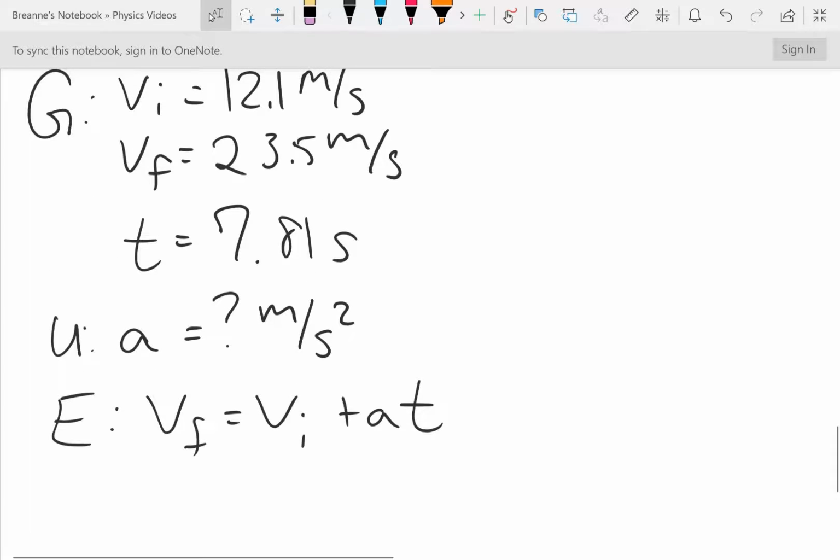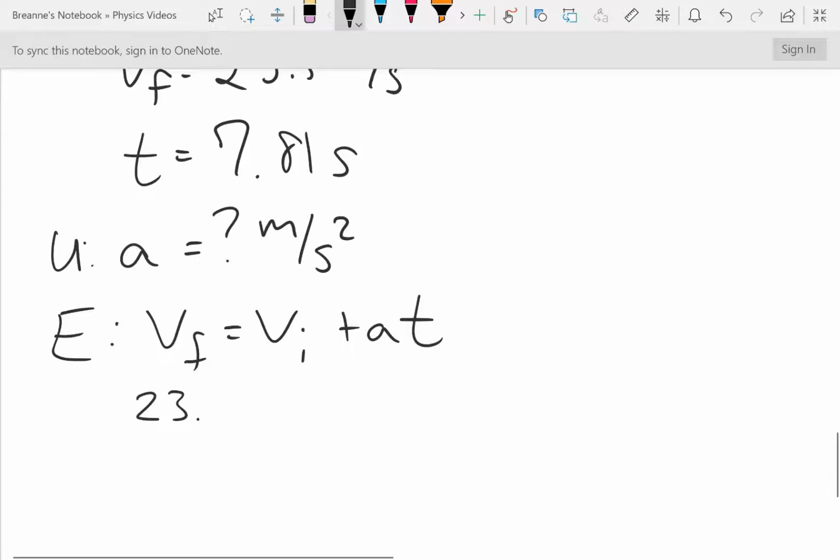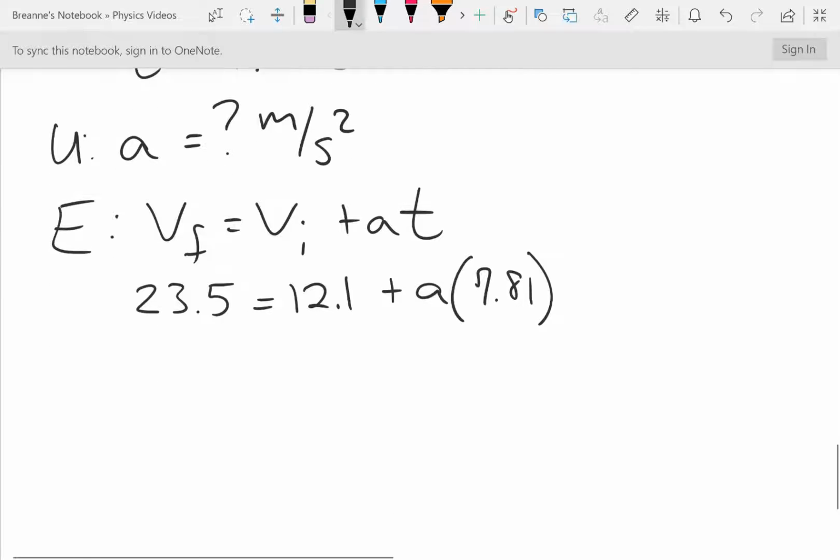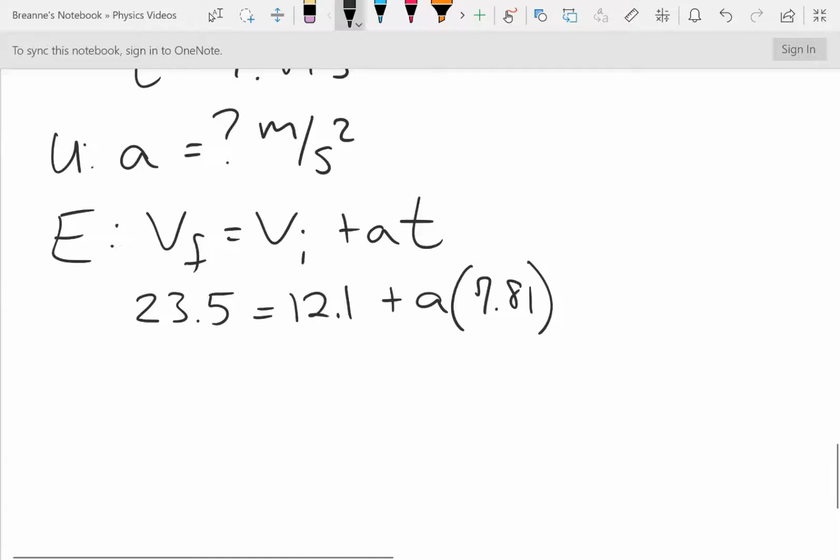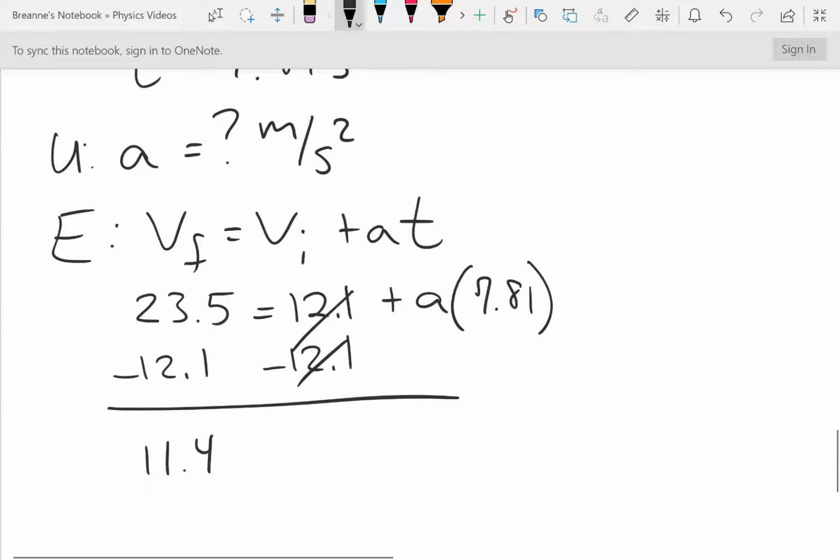At this point in time, you just plug in. Final velocity is 23.5, initial velocity is 12.1, plus you're looking for your acceleration, your time is 7.81. Again, you cannot add these together because of the acceleration. So we have to get everything on the other side. So you subtract both sides by 12.1, and you're left with 11.4 equals your acceleration times 7.81.